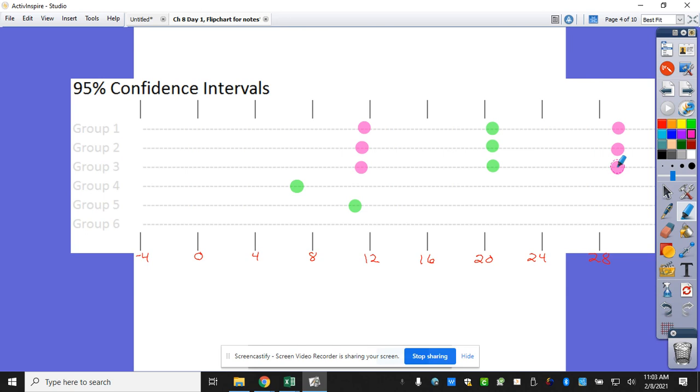Group 4, my lower bound is what? Negative 1.7. And then upper of 16.55. And then my last group, my lower is 2.3, and an upper of, and then draw my lines and connecting.